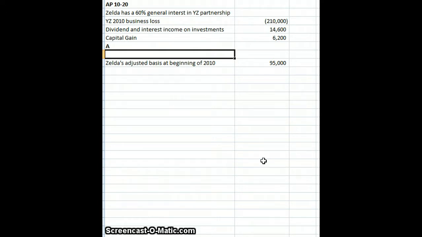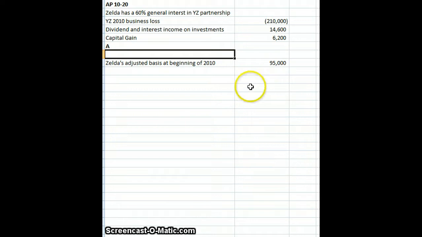So we have Zelda owns 60% general interest in YZ Partnership. At the beginning of 2010, the adjusted basis in her YZ interest was $95,000. For 2010, YZ generated a $210,000 business loss, earned $14,600 dividend and interest income on its investments, and recognized a $6,200 capital gain. YZ made no distribution to its partners and had no debt. So how much of her share of YZ's loss can Zelda deduct on her 2010 return?